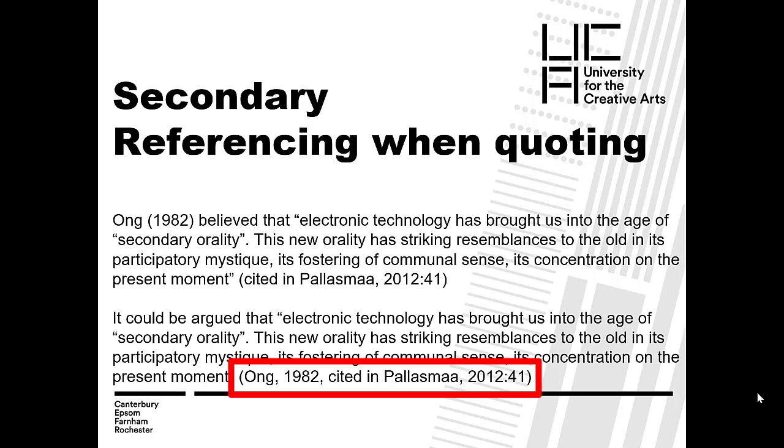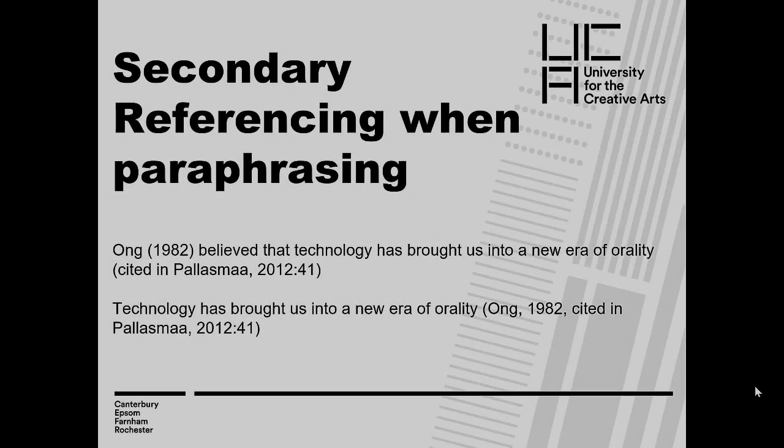The important thing in both of these examples is the cited in element. That cited in element tells the person reading your essay that although you are citing Ong, you will not find Ong in the bibliography and you will only find Pallasmaa. So in these two examples, I'm doing secondary referencing when paraphrasing.